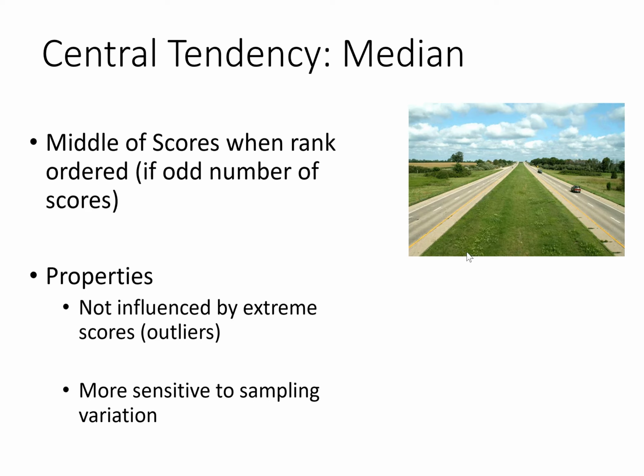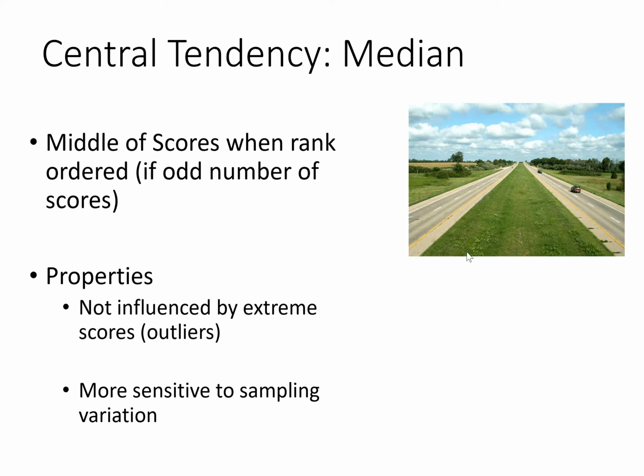It gets a little bit more complicated if there's an even number of cases. If there's an even number of cases, it's the average of the two middle scores. If there's an odd number of cases, it's simply the middle score when scores are rank ordered. The median itself is not greatly influenced by extreme scores or outliers because they won't pull the median as strongly as they'll pull the mean in their direction.